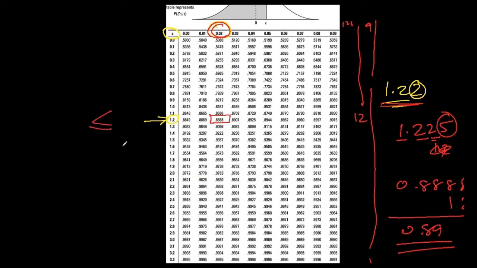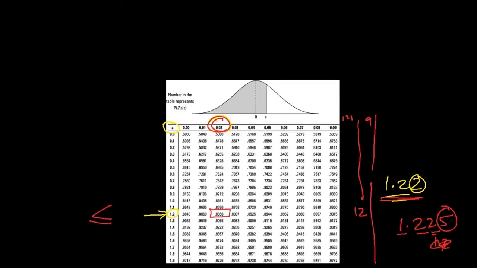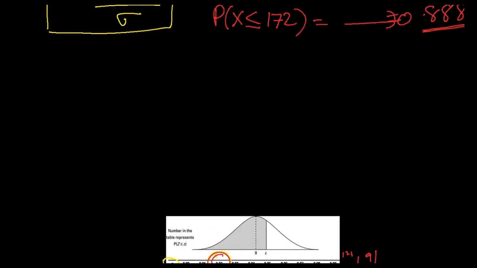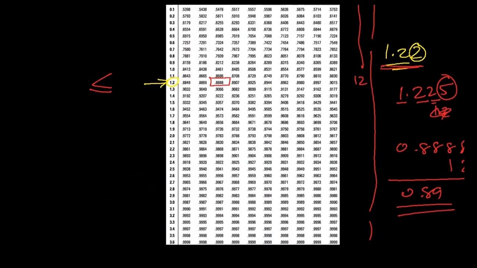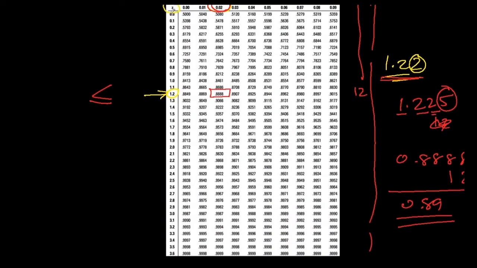What if the x is less than the mean? In that case, our z-score will be negative. But if you look at your normal distribution table, there is no negative z-score. Can you see? Look at the left column, this first column. There is no negative. In the next part, we'll talk about the negative ones.